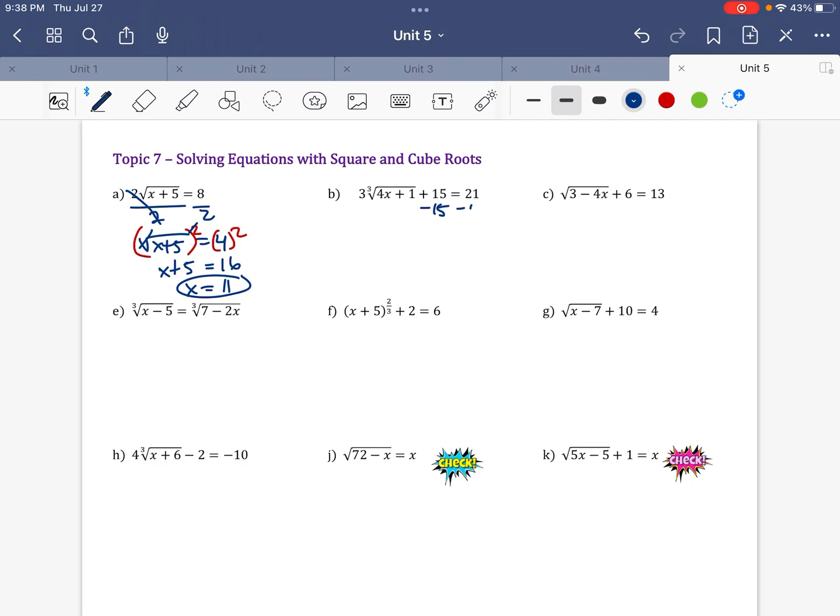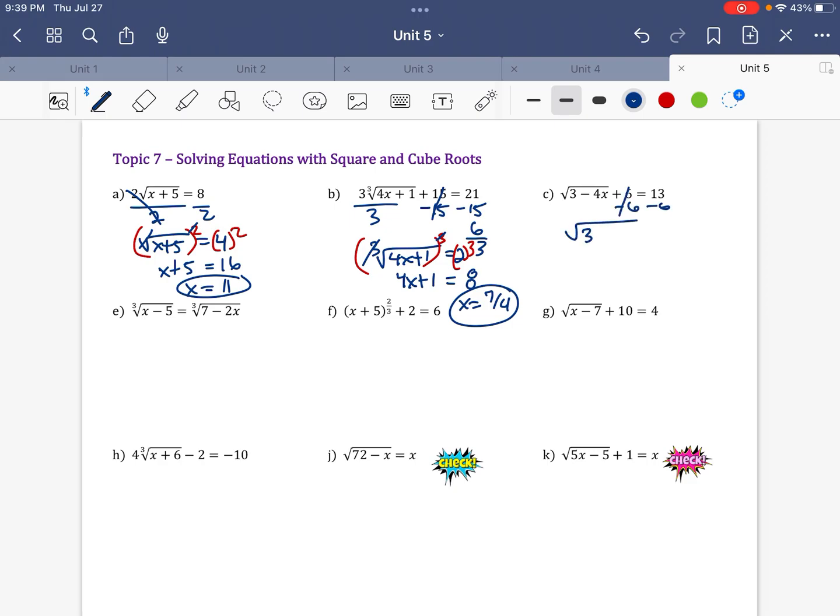All right, over here, letter B, I got a cube root. So let's take away 15. That gets me a 6 over here. And at the same time, I'm going to divide by 3. So that's 2. So I have the cube root of 4x plus 1 equals 2. Now I want to get rid of a cube root. To get rid of a cube root, I cube both sides. When I do that, the 4x plus 1 pops out because these cancel, and I get 8. Then take away 1 is 7, and 7 over 4 would be my answer.